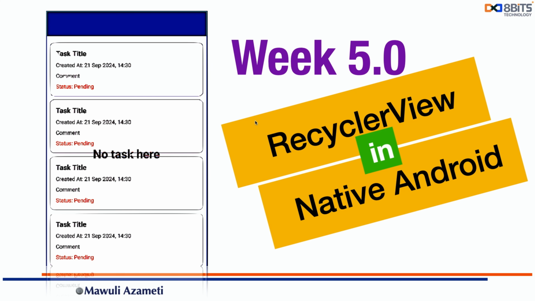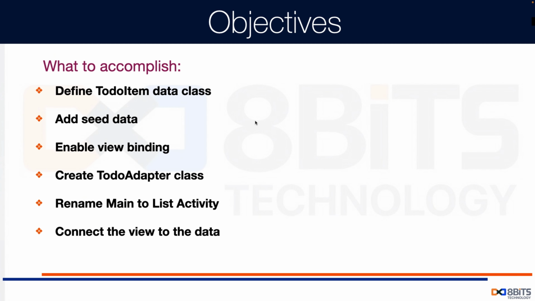Okay, so let's go to the agenda for today. So today we want to define some data class, and then provide some temporary data, and then enable view binding, create adapter class, rename our main activity to list activity, because we realize that that activity is showing list of items. So we want to rename the class to match what it actually does. And then finally, we will connect the view to the data. So let's get started.